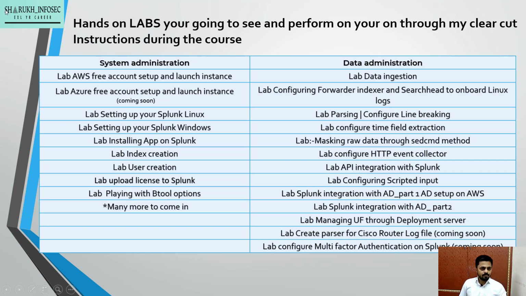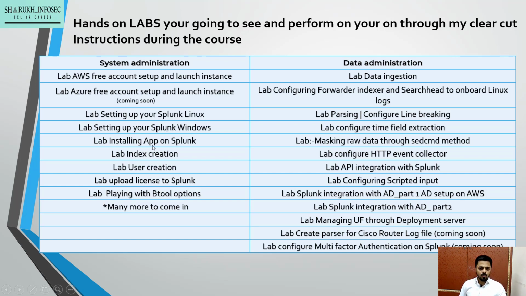First, in the system administration part, we'll be moving on to the syllabus as well, but I'm just telling you the labs that are there. I'll be guiding you on how to set up your free AWS account and how to launch an instance. Parallelly, I'm also shortly going to add the Azure free account setup and launch instance. Then you are going to install Linux, then install Splunk on the Linux box that you launch on AWS. If you are launching a Windows box, you can also set up your logs accordingly.